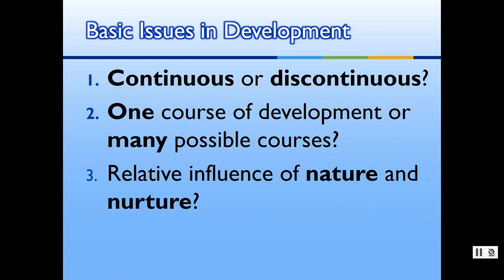Okay, so when we get to our theory chapters, I want you to think about, are they continuous or discontinuous theories? Do they believe that there's only one course of development for all children, or do they believe there's many different possible courses? And what do they think in terms of the influence of nature and nurture in their theory?